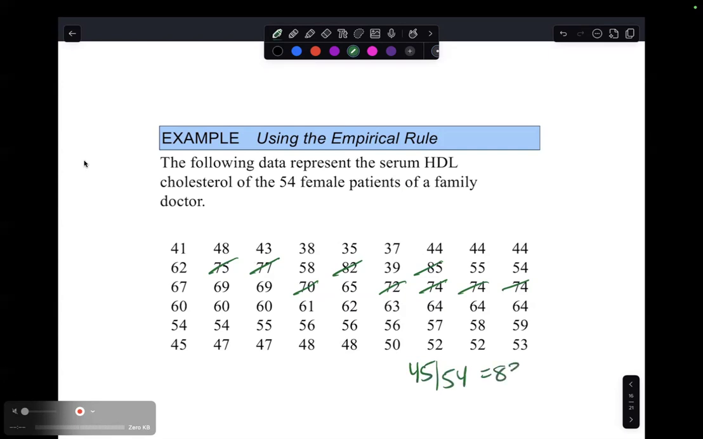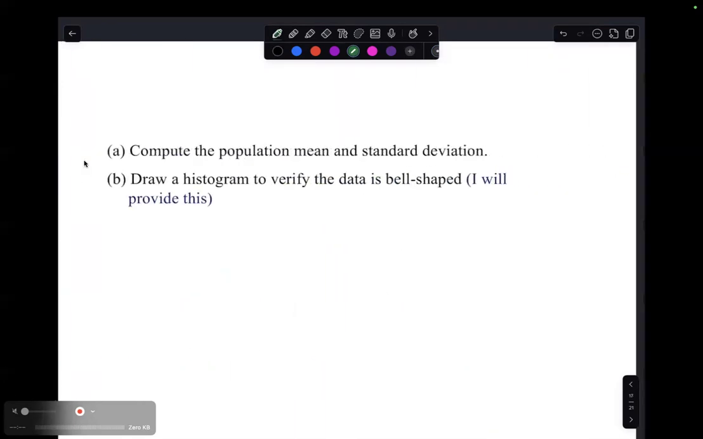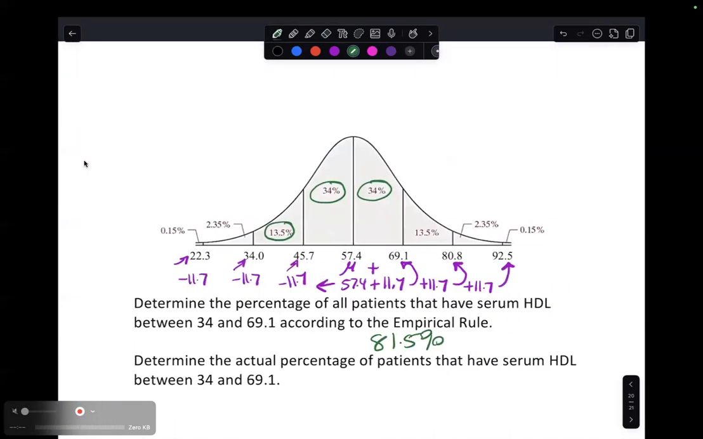That's 83.3. That's pretty close. So in this sample, 83.3. The actual percent, I just counted that there were 45 out of 54 to get the actual percent.